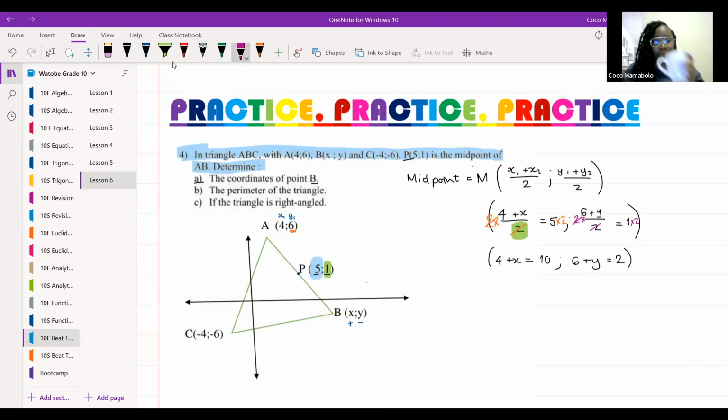And now we just have to solve for x and y, right? What am I going to do? You're going to take the 4 over and it's going to become minus. Good, excellent. And what will I do with the 6 over here? You're also going to take it over the equal sign and it's going to become minus 6. Beautiful. All right, good. So my x will then be equal to 10 minus 4, which is 6. Beautiful, 6. And my y value will be? Minus 4.